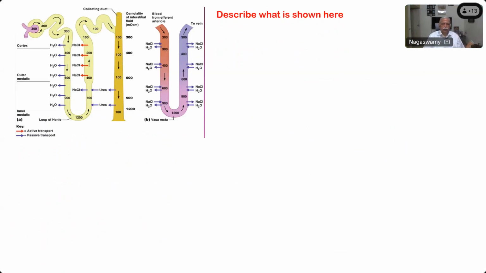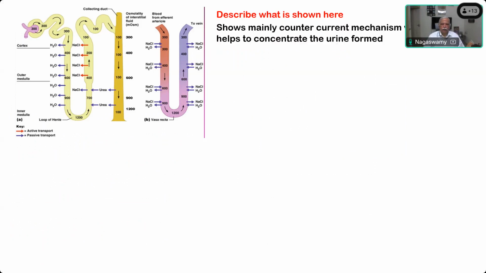What is being shown here? Renal countercurrent mechanism. Countercurrent mechanism, which mainly helps to concentrate the urine formed. Okay. How does urine formation occur? What are all the steps in the formation of urine?